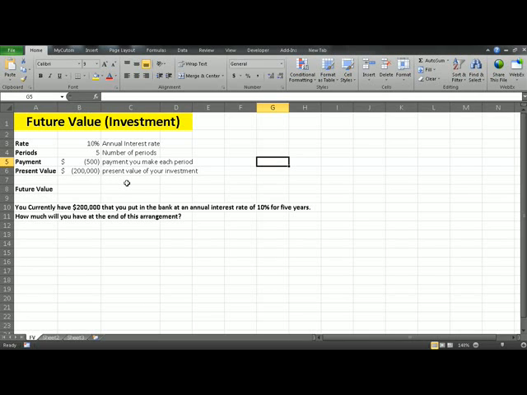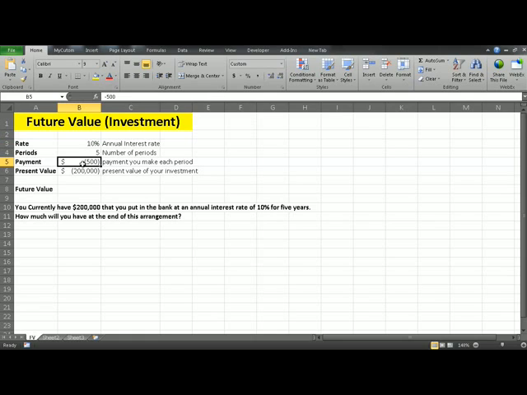In this video, we'll be looking at future value. On your screen, you have an interest rate of 10%. Think of it as the interest rate the bank is paying you for your savings account. Periods is the number of years that you actually fix your money with the bank. In this particular case, it's 5 years.